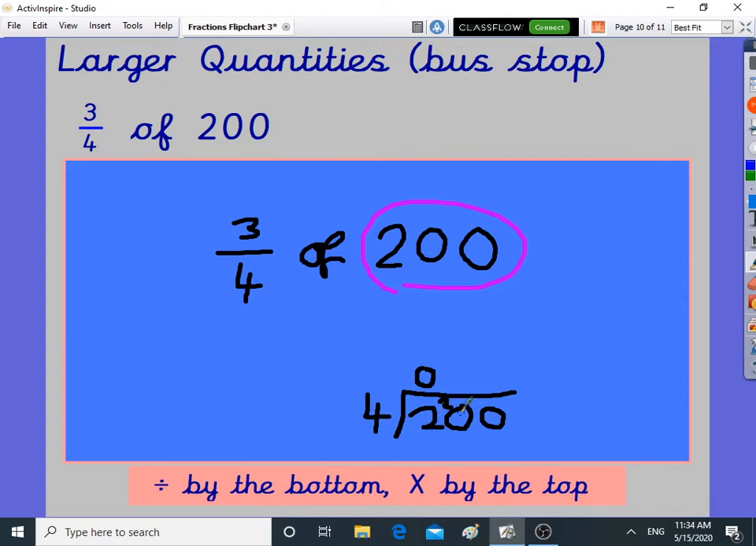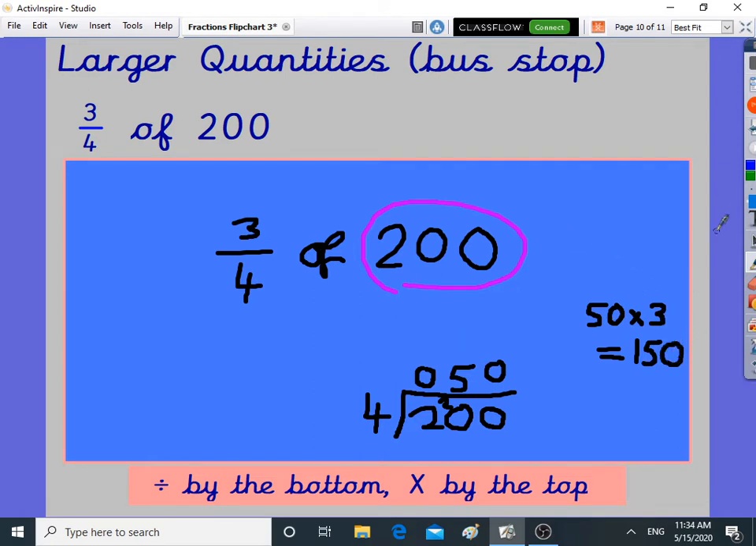How many 4s in 20? 4, 8, 12, 16, 20 is 5. How many 4s in 0 is 0. So I did 200 divided by 4 and it was 50. So I'm just going to remember that 50. Then you times it by the top. 50 times 3 is a lot like 5 times 3, isn't it? 5 times 3 is 15. But 50 times 3, you place this 0 and it's 150.